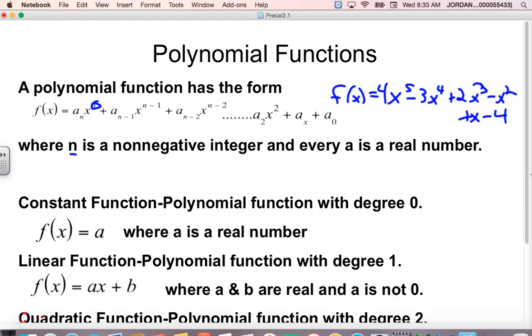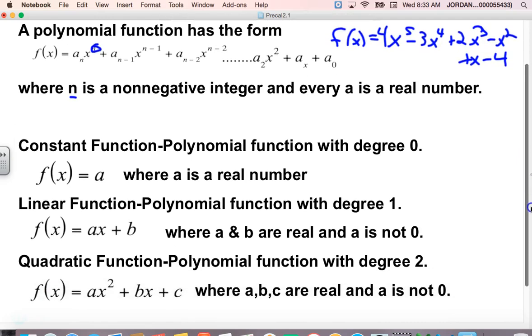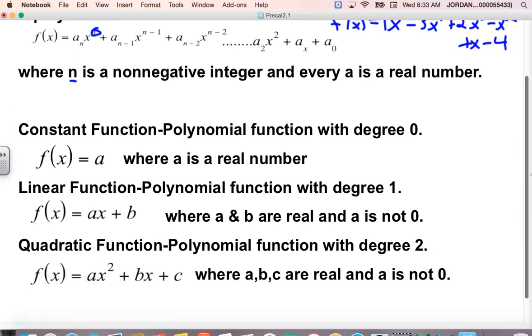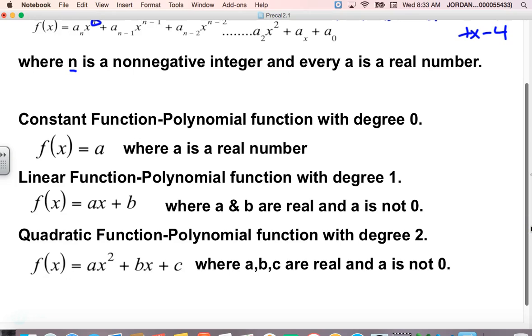Now, a couple of specific polynomial functions. We have a constant polynomial function with degree 0. It's just a polynomial function with degree 0. So here's what one would look like. f of x equals a, where a is a real number. So it's just f of x equals 5. Okay, so that's a constant function. And that graph, as you know, is just a horizontal line.